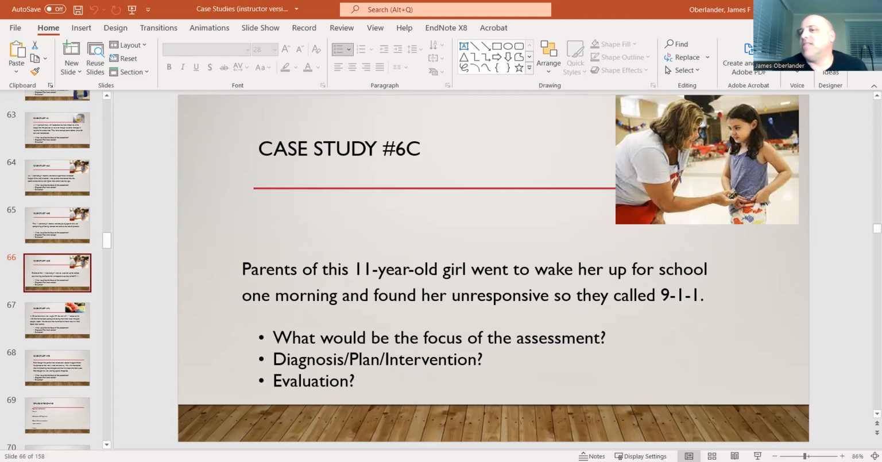Checking her breathing. How would that help? What do you mean check her breathing? I had a couple people say check their breathing. She's unresponsive. Okay. She is alive, but you're not checking to see if she's still alive.